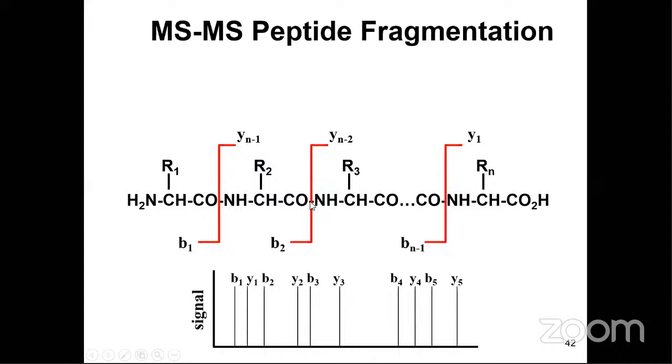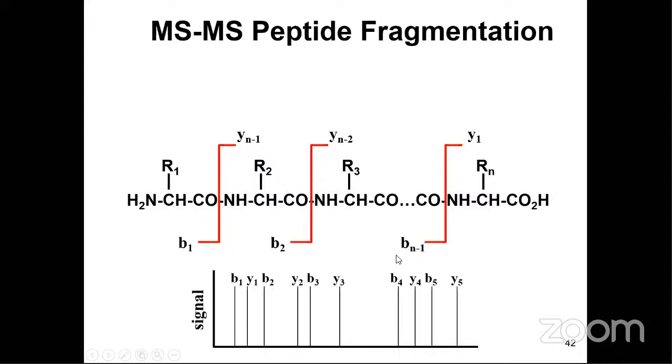When this breaks again here, I get a slightly larger B ion and a slightly smaller Y ion. When I break the peptide bond here, I get a larger B ion and a much smaller Y ion. So I get three different B and Y ions. We call them B1, B2, up to Bn-1, and similarly for the Y ions. So in the signal we end up with B1, B2, B3, and then Y1, Y2, Y3.